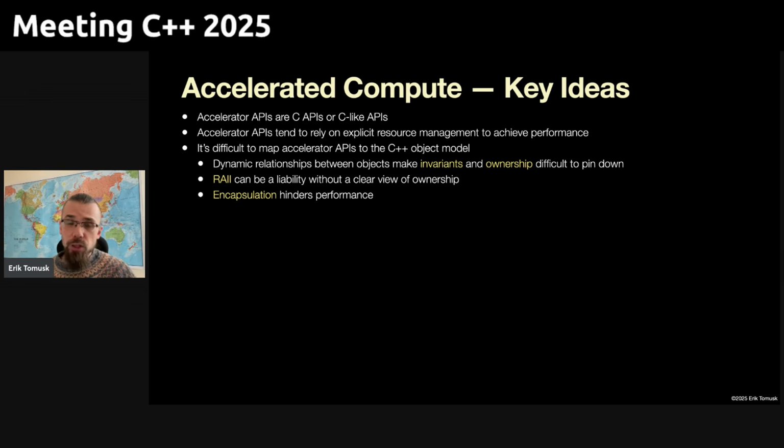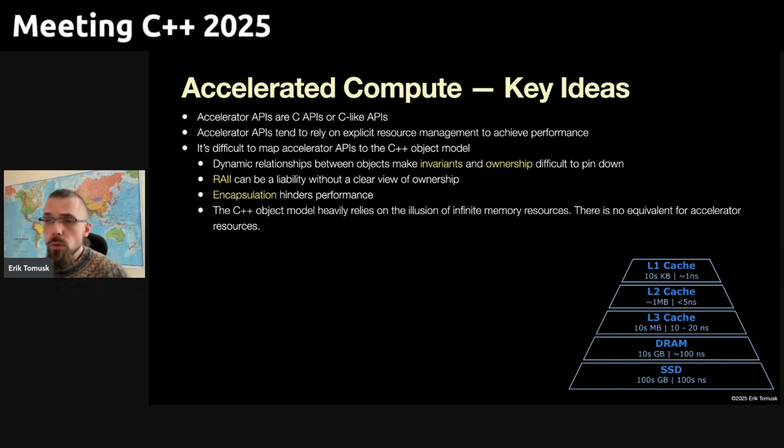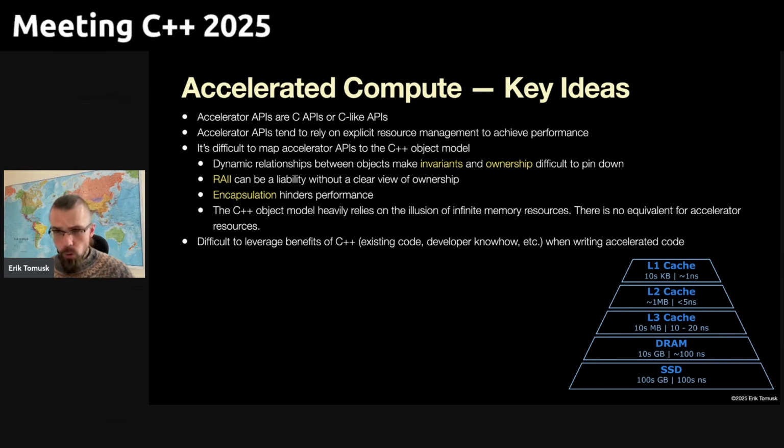And encapsulation hinders performance. So the way to maybe think about this a little bit is, in C++, the C++ object model relies on having this memory hierarchy and virtualization to decouple interfaces and their implementations. There's really no equivalent to this when you're programming something like OpenCL. So there's no decoupling between an interface and its implementation. And the overall result of this is that it's difficult to leverage the benefits of C++, like existing code or developer know-how, when writing accelerator code.